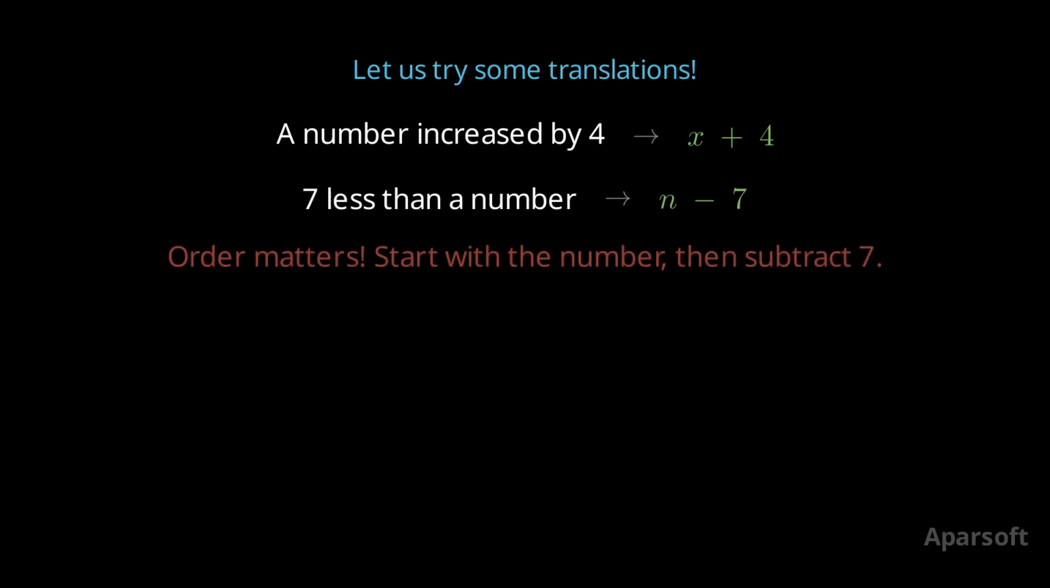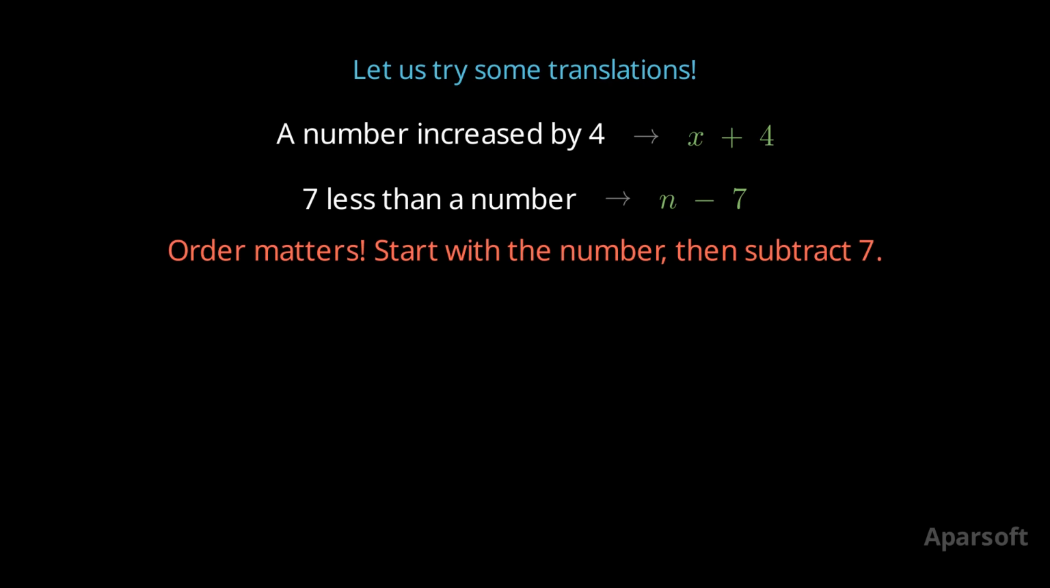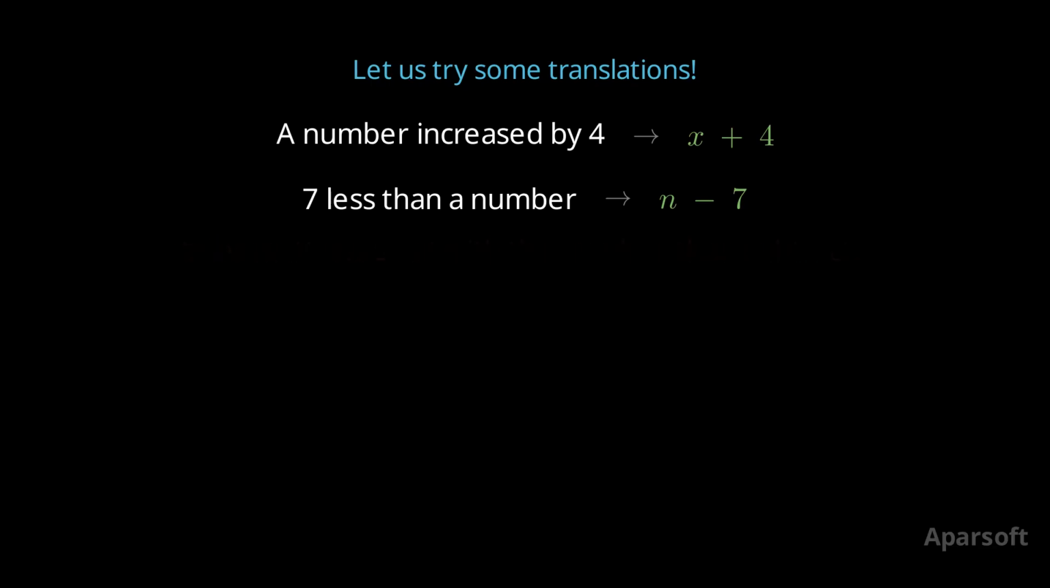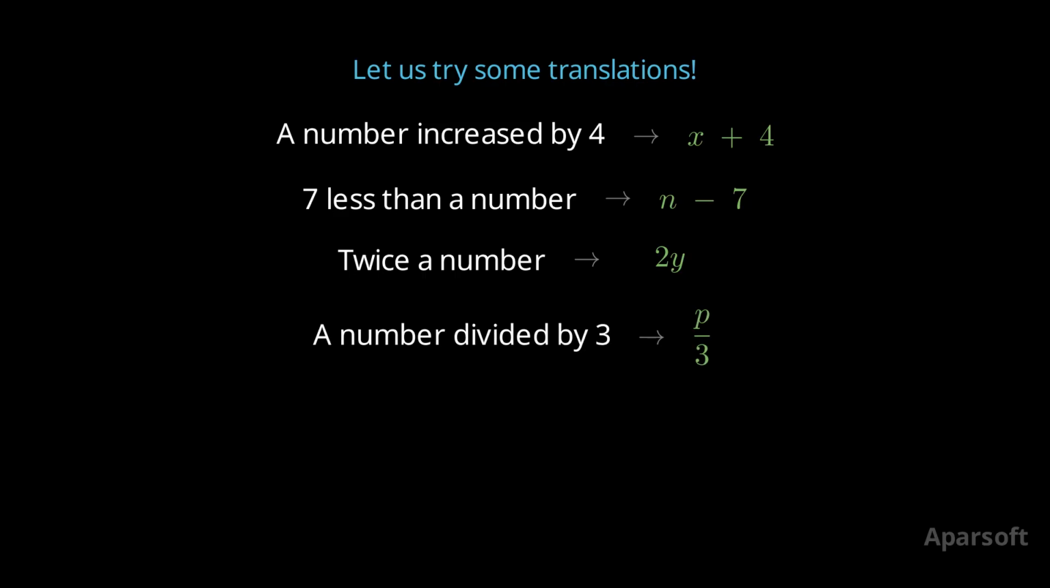Now let us try some translations. A number increased by 4 becomes x plus 4. Easy. But watch out for this one. 7 less than a number. This means n minus 7, not 7 minus n. The order matters. Start with the number, then subtract 7. And twice a number becomes 2 times y, but we skip the times sign and write 2y. Always put the coefficient first, 2y, not y2. And a number divided by 3 becomes p over 3. See how English turns into algebra, piece by piece.